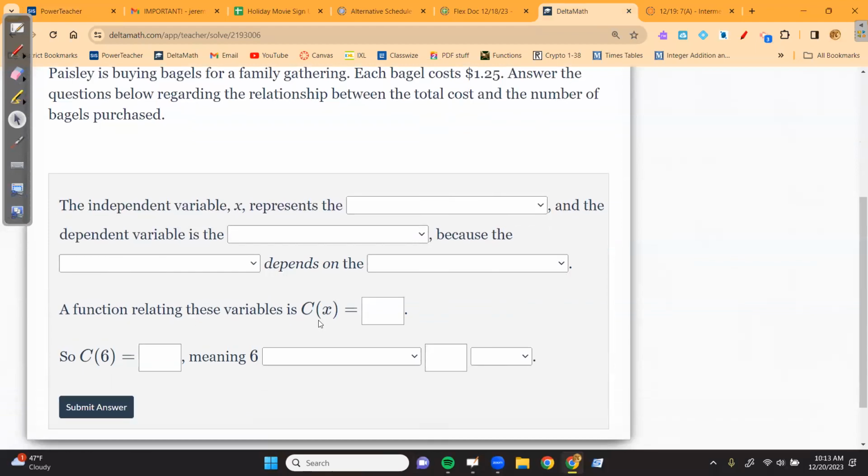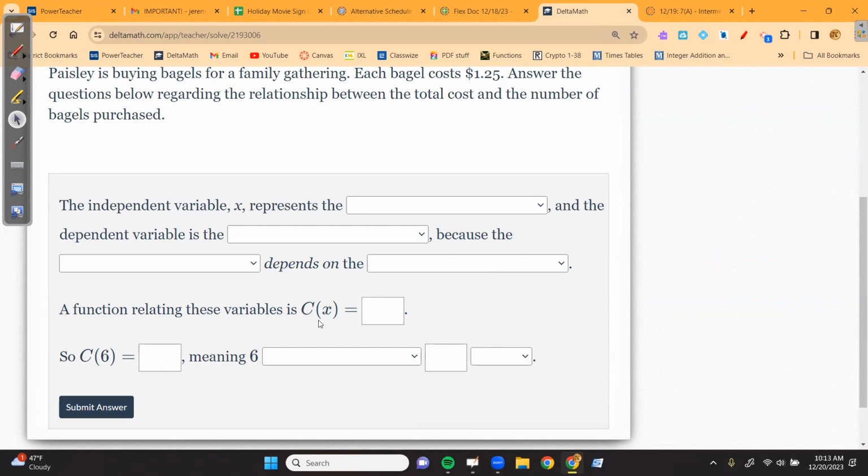Can you read this? So walk through this with me. And again, please be a part of this. Don't sleep through this and then wonder why you're lost. So here we go. Paisley's buying some bagels. Each bagel is $1.25. Answer the questions below. Okay, so each bagel is simply put $1.25.